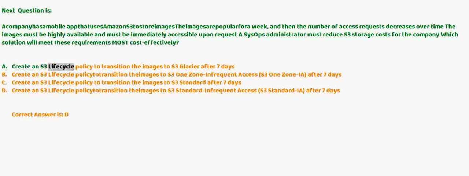A. Create an S3 lifecycle policy to transition the images to S3 Glacier after 7 days. B. Create an S3 lifecycle policy to transition the images to S3 One Zone Infrequent Access, S3 One Zone IA, after 7 days. C. Create an S3 lifecycle policy to transition the images to S3 Standard after 7 days. D. Create an S3 lifecycle policy to transition the images to S3 Standard Infrequent Access, S3 Standard IA, after 7 days. Correct answer is D.